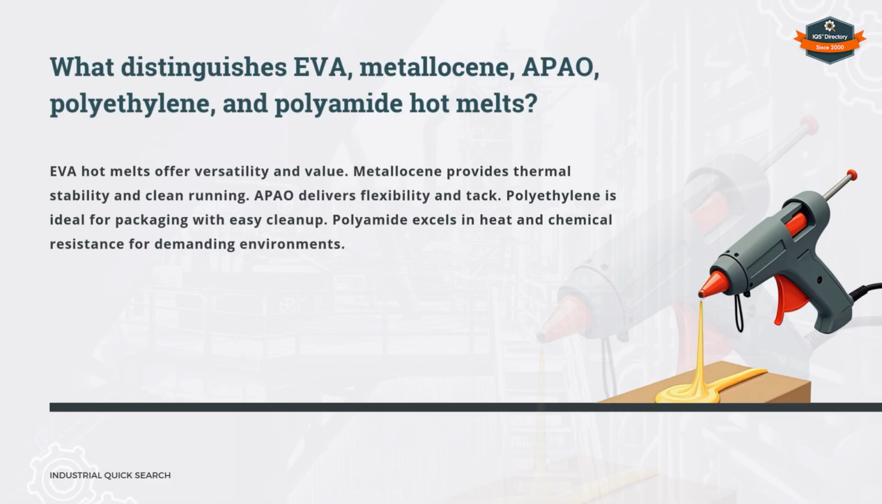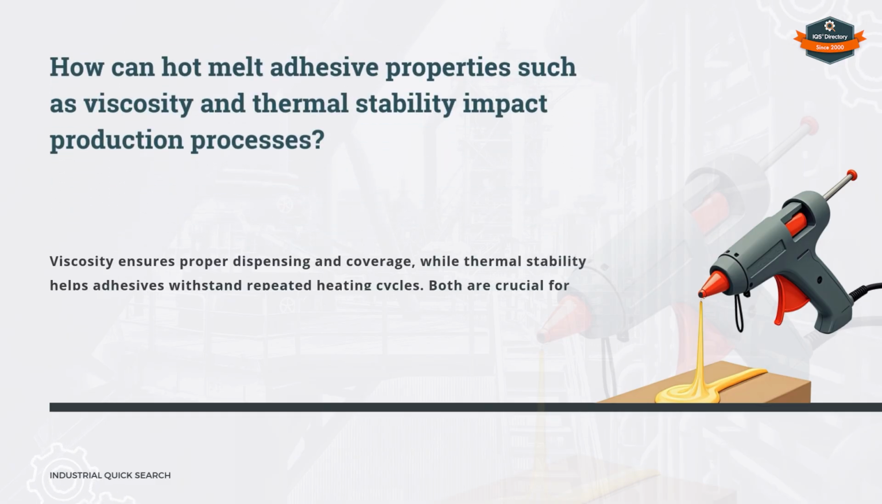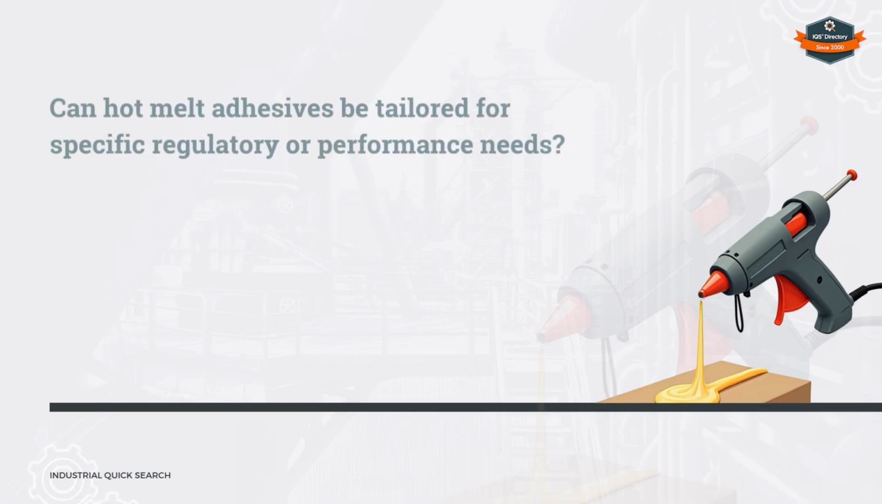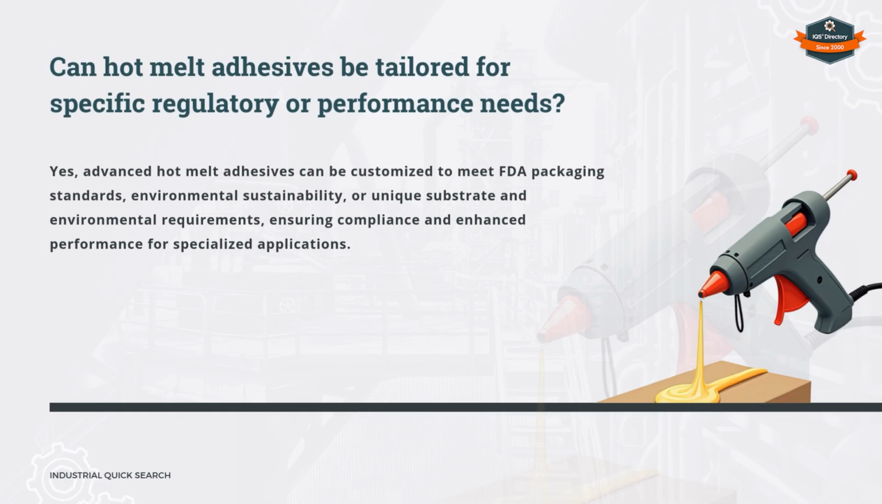What distinguishes EVA, metallocene, APAO, polyethylene, and polyamide hot melts? How can hot melt adhesive properties such as viscosity and thermal stability impact production processes? Can hot melt adhesives be tailored for specific regulatory or performance needs?